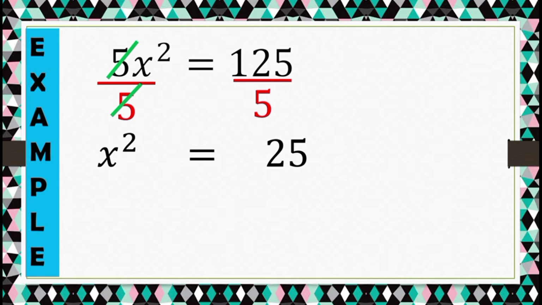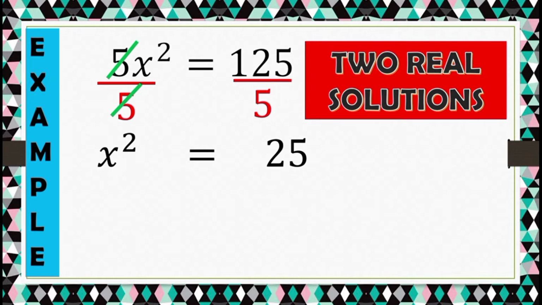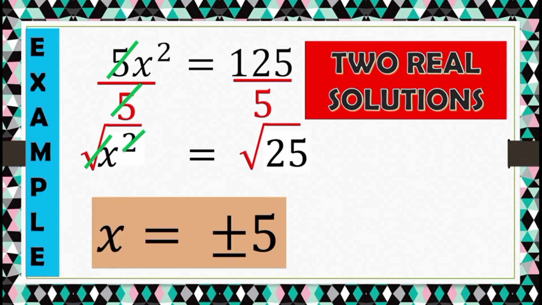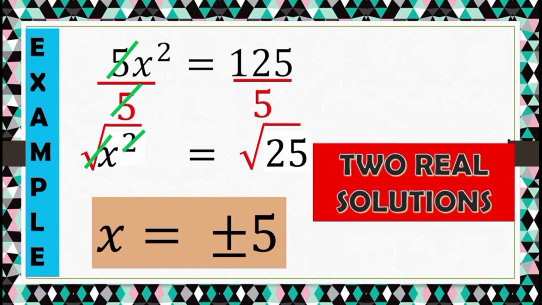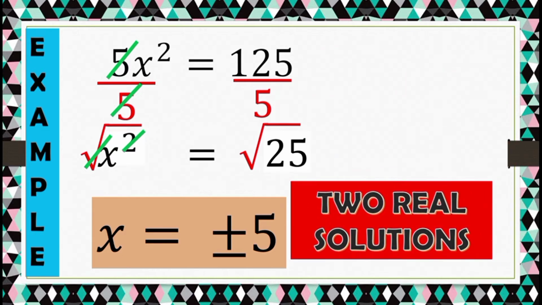Earlier, we determined that if k is greater than 0, it follows that we will be expecting to have two real solutions. So by extracting square roots, we will determine the value of our x, which is equal to plus or minus 5, for the reason that 25 is a perfect square, and the number multiplied by itself to obtain 25 is 5. Therefore, we can determine that this equation has two real solutions.